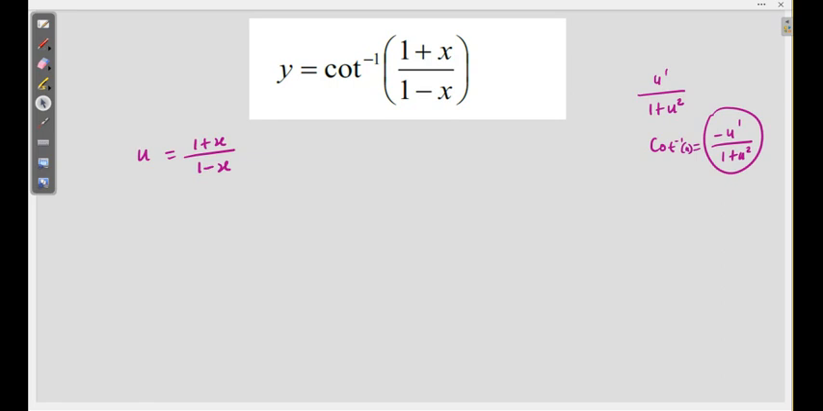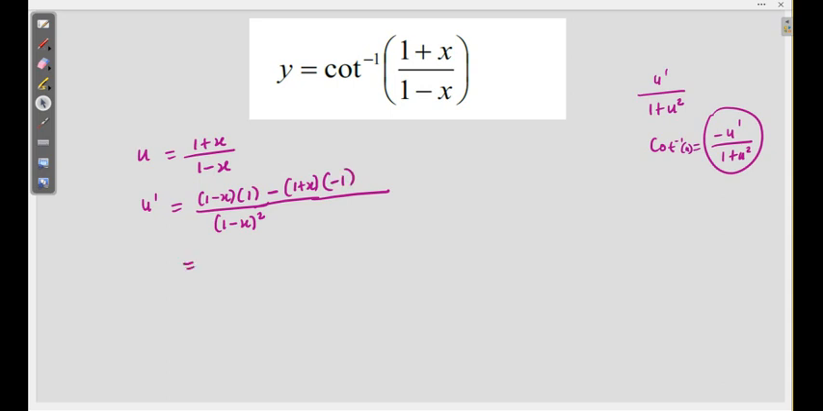Right, now that we have it like this, it's still a division, so we can use our quotient rule to differentiate that. So we can say, okay, the derivative of u will be 1 minus x all squared. Then we take the 1 minus x as it is on top, then we derive the top part. The derivative of the top part will be 1. Then we say minus, and then we have 1 plus x, and then we derive the bottom part to be minus 1. Quite a nice one here.